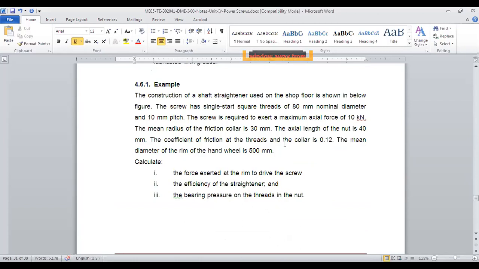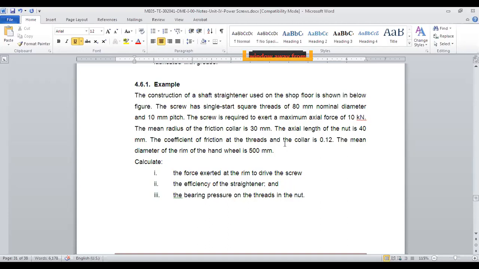We have not been given the max. Generally, we take max, mean, outside, inside, and take an average of that. There we use mu_m times W times (d_i plus d_o) by 4. Instead of that, we'll use the mean radius here. The axial length of the nut is 40 mm.